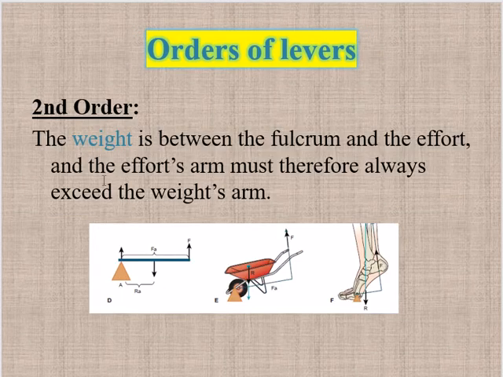In second order lever, the weight is between the fulcrum and effort, and then effort arm must always exceed the weight arm. Why? Because weight is between fulcrum and effort. Then obviously the distance between weight and fulcrum is small.